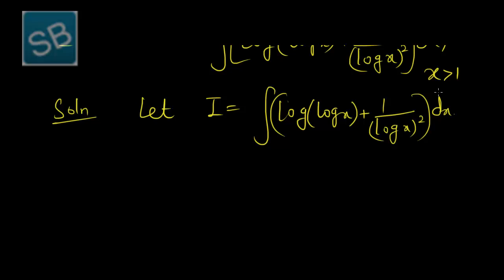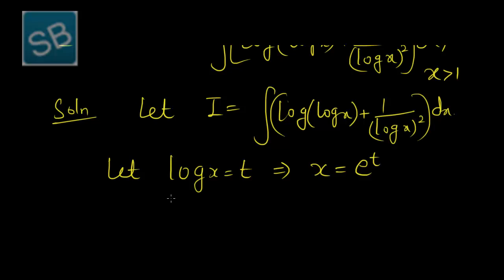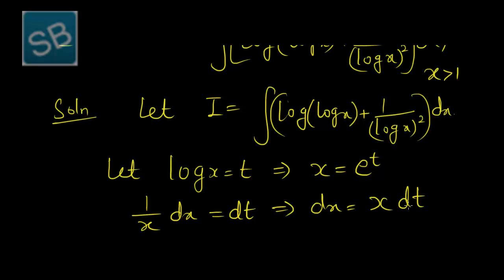So now we have to get the result by substitution. If you see here, it is a clear-cut picture. If we take log x as t, let log of x be equal to t. Then we get x is equal to e raised to power t. And if we take the derivative, we get 1 over x dx is equal to dt. That means dx is equal to x dt, that is e raised to power t dt.